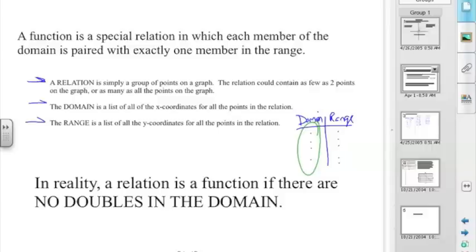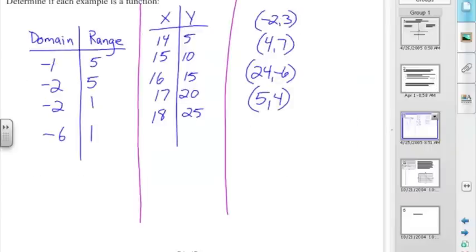If there are no doubles in the domain, then the relation is a function. We are not interested, it does not matter what the range looks like. Pay no attention to whether there are doubles in the range or not. It's meaningless. It only matters in the domain. So we'll move on to the next slide, which shows a couple of examples of this. Actually, 3 examples of this, because these are 3 different ways the information will be presented to you throughout looking at functions.